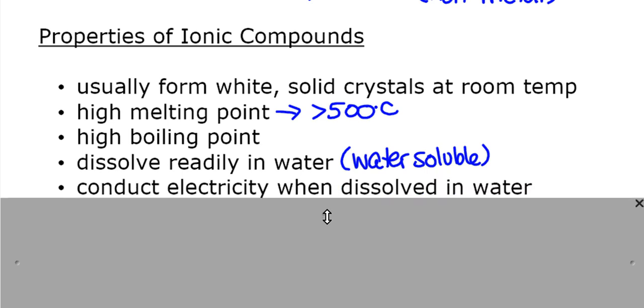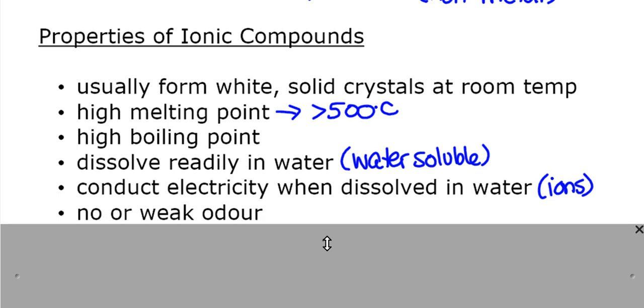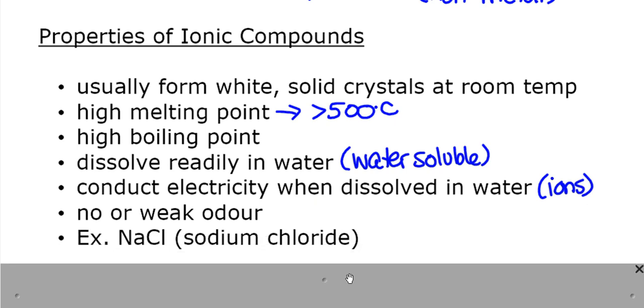When you dissolve them in water, they conduct electricity, and that's because there are ions present that float around in the water. If you were to smell ionic compounds, they generally have no odor or it's very weak. And here's an example you might be familiar with: NaCl, or sodium chloride. This is table salt.